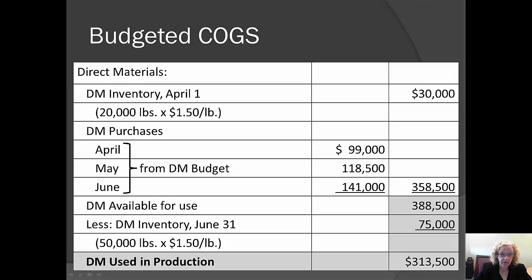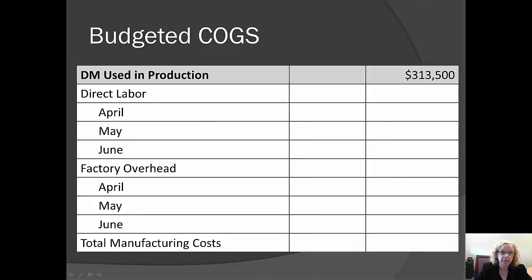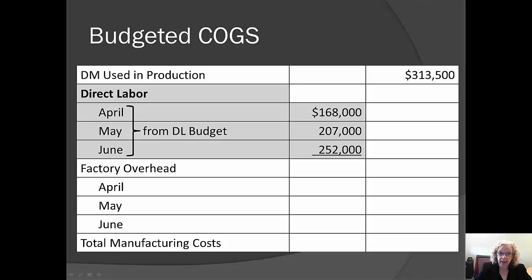The dollar value of all of our materials minus the dollar value of the materials that we expect not to use gives us our best estimate of the dollar value of all materials that will be used in production during the period. Next, we need to consider labor. We can add up the labor for April, May, and June. Remember, labor can't be inventoried. It can't be saved for later.